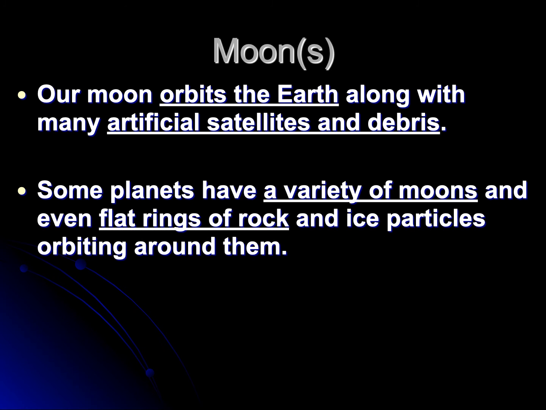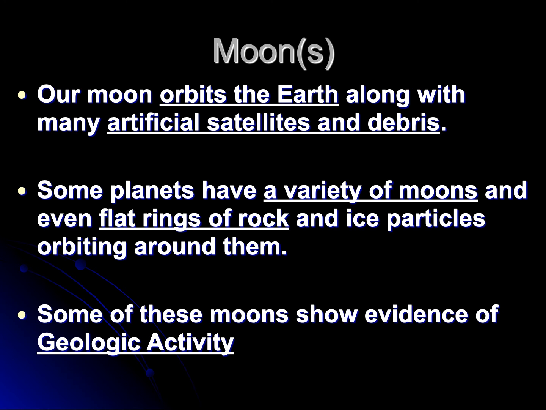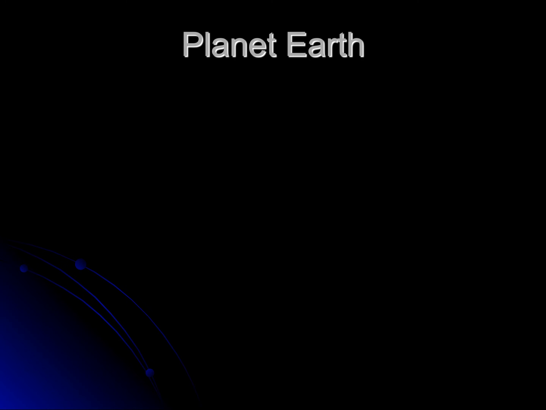Some planets have a variety of moons and even flat rings of rock. None of the inner planets have a variety of moons; I think Mars has two. The flat rings and ice particles that orbit around planets deal with the gas giants. And some of these moons are so large they even show geological activity on them. That just shows how large they are in composition, big enough to have geological activity.